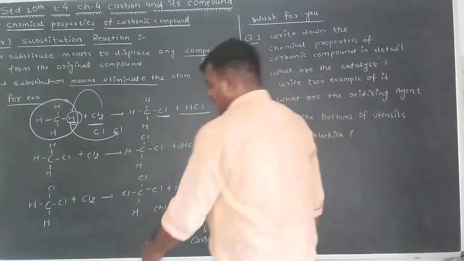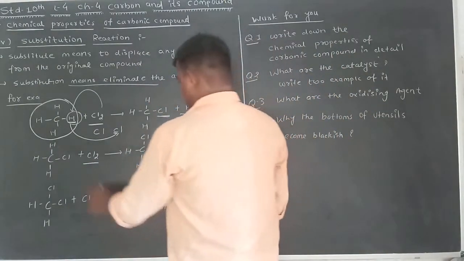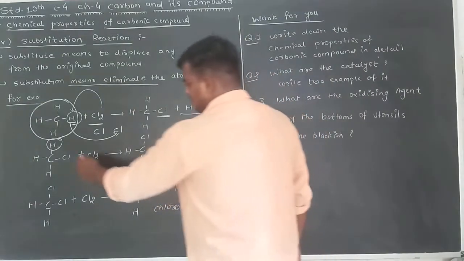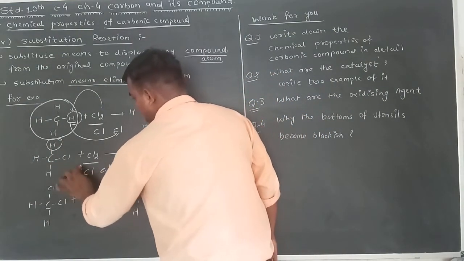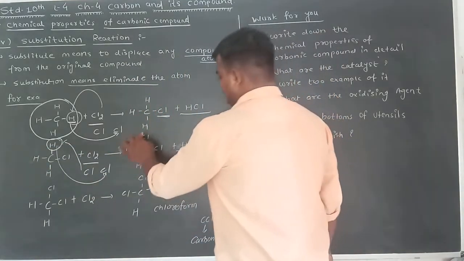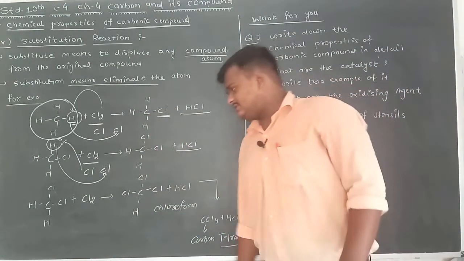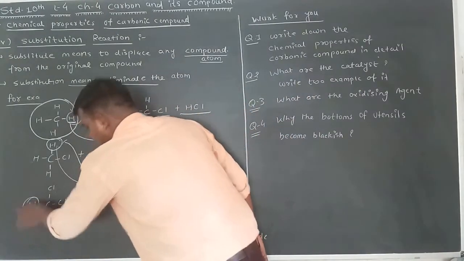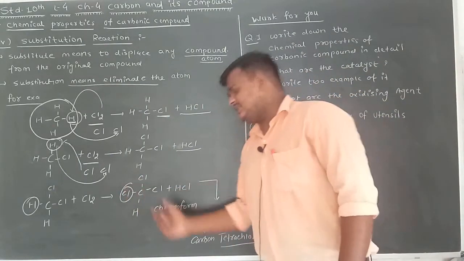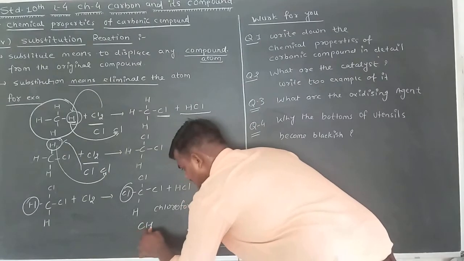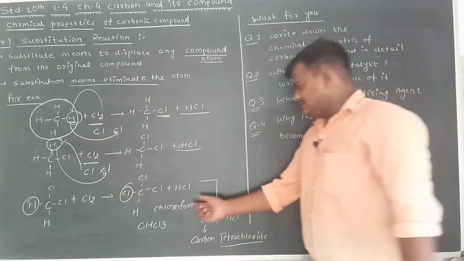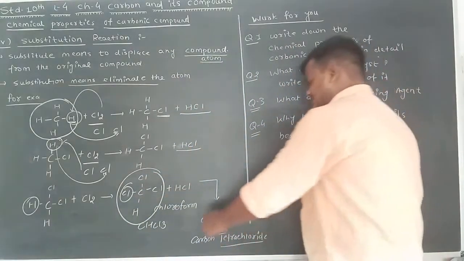If I do further chlorination, this hydrogen is substituted over there. This hydrogen is replaced by chlorine, and the hydrogen combines with chlorine and forms HCl. Chlorine gets attached there. If we do further chlorination, this hydrogen is substituted and here chlorine is attached. So here I will obtain CHCl3, and this is chloroform, which we know. So this is our chloroform CHCl3 with the generation of HCl.